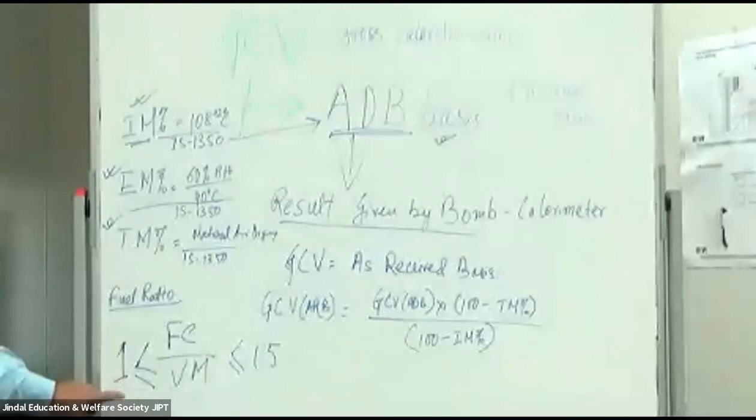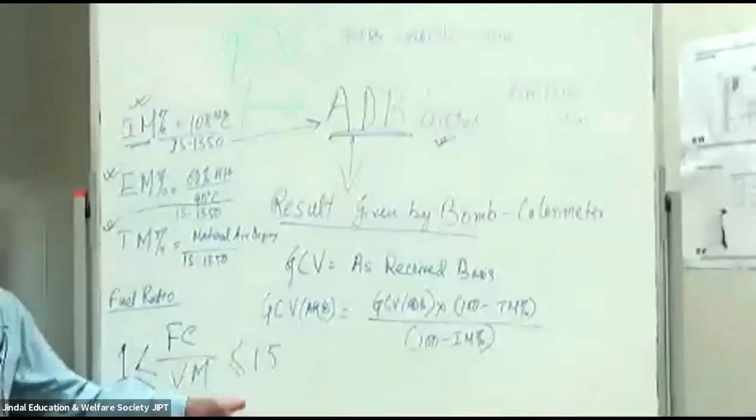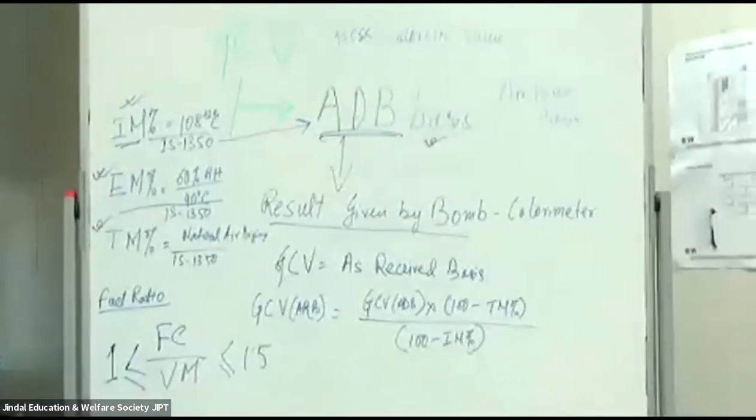So it is the ideal condition of coal blending. Whenever you blend different sources of coal, we have to keep the fuel ratio in this range, 1 to 1.5.